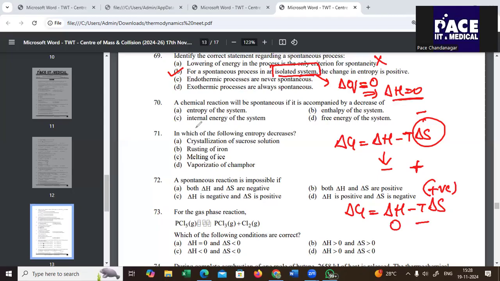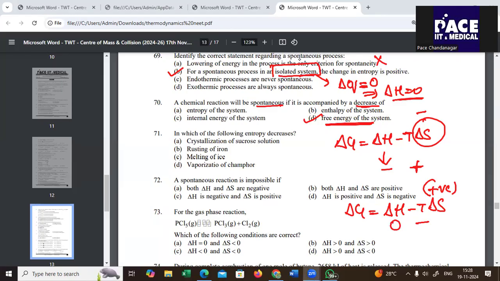So rest all are wrong then, right? Then a chemical reaction will be spontaneous if it is accompanied by a decrease of what? If it is accompanied by a decrease of free energy of the system. Free energy means Gibbs free energy. Spontaneous if Gibbs free energy is less than 0. Remember that. Decrease is asked, so definitely Gibbs free energy. Not to worry about any of the other options at all here.